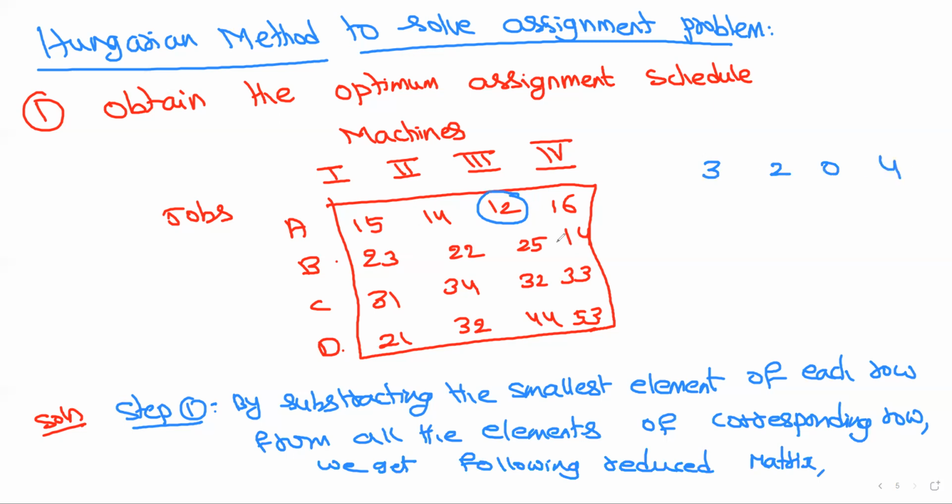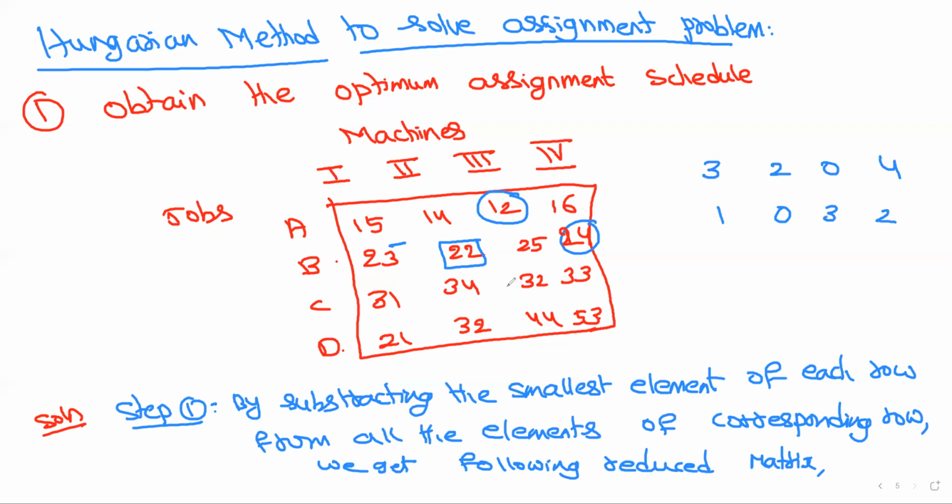In the second row, what is the least element here? 14. You have to subtract 14. The least element is not this 14, this is 24. Write the question properly once, sorry. This is 24. Okay, the smallest element is 24. I want to subtract 24 from each element. Sorry, the smallest element is 23. Sorry, the smallest element is 22. Subtract 22 from each element. Here this becomes 0, so obviously it becomes 1, 0, 3, 2.